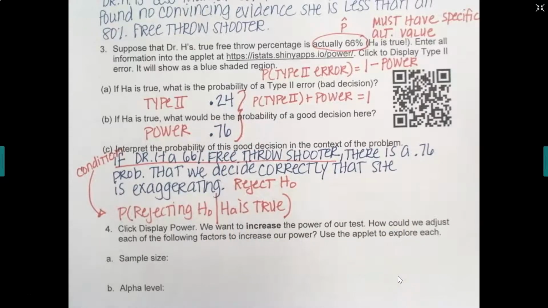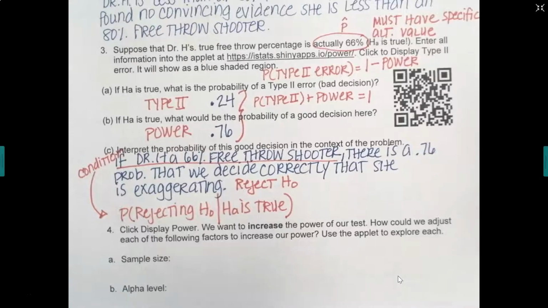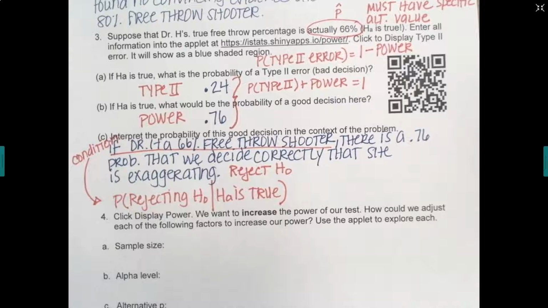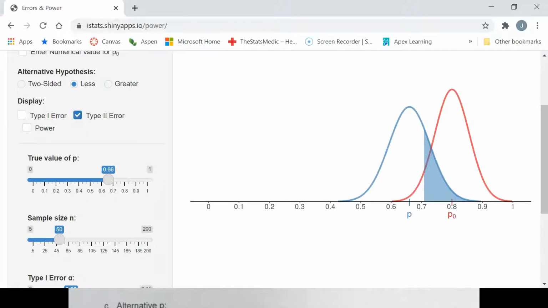Okay, so we're never going to calculate power. You're never going to have to overlap your graphs and try to figure all this out. I want you to understand the relationship of what's going on here. There are some different things. Let's pull this back up again so we can see what can happen. So we're going to click display power. So here's my display power.